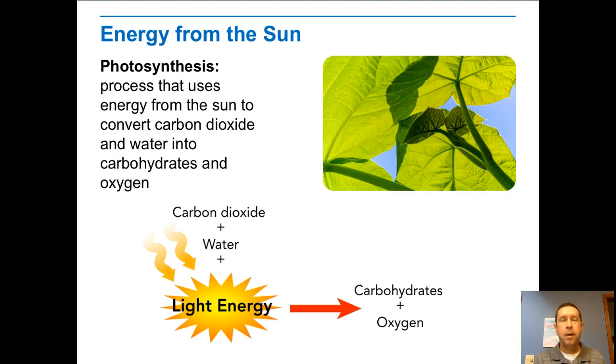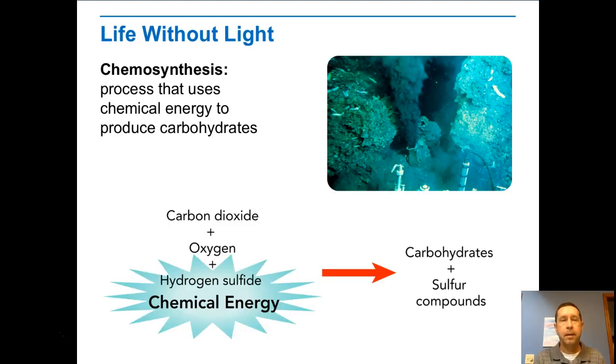One process used by most primary producers is to convert energy from the sun into chemical energy in the form of food. This process is called photosynthesis. The process uses energy from the sun to convert carbon dioxide and water into carbohydrates and oxygen. We'll talk more about that process later in the year.